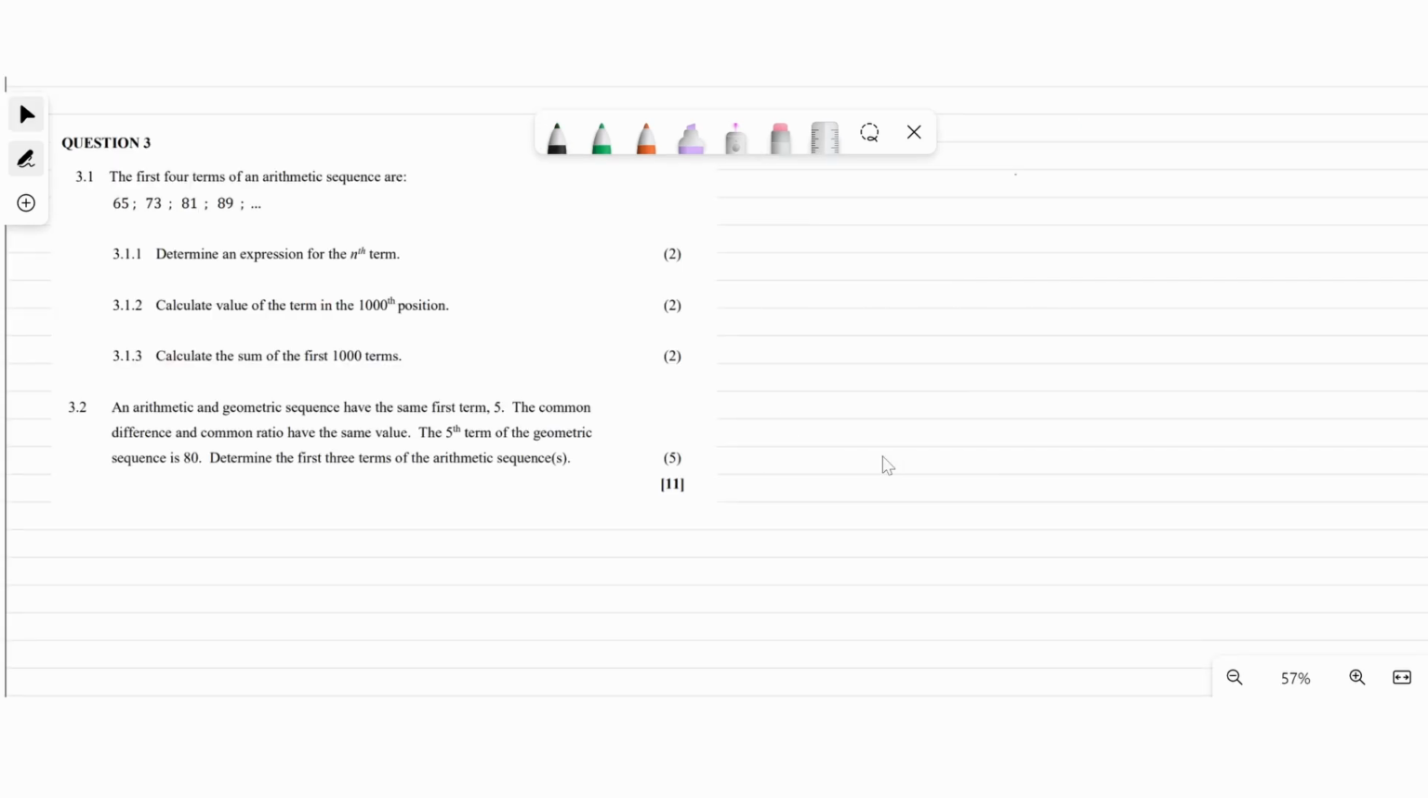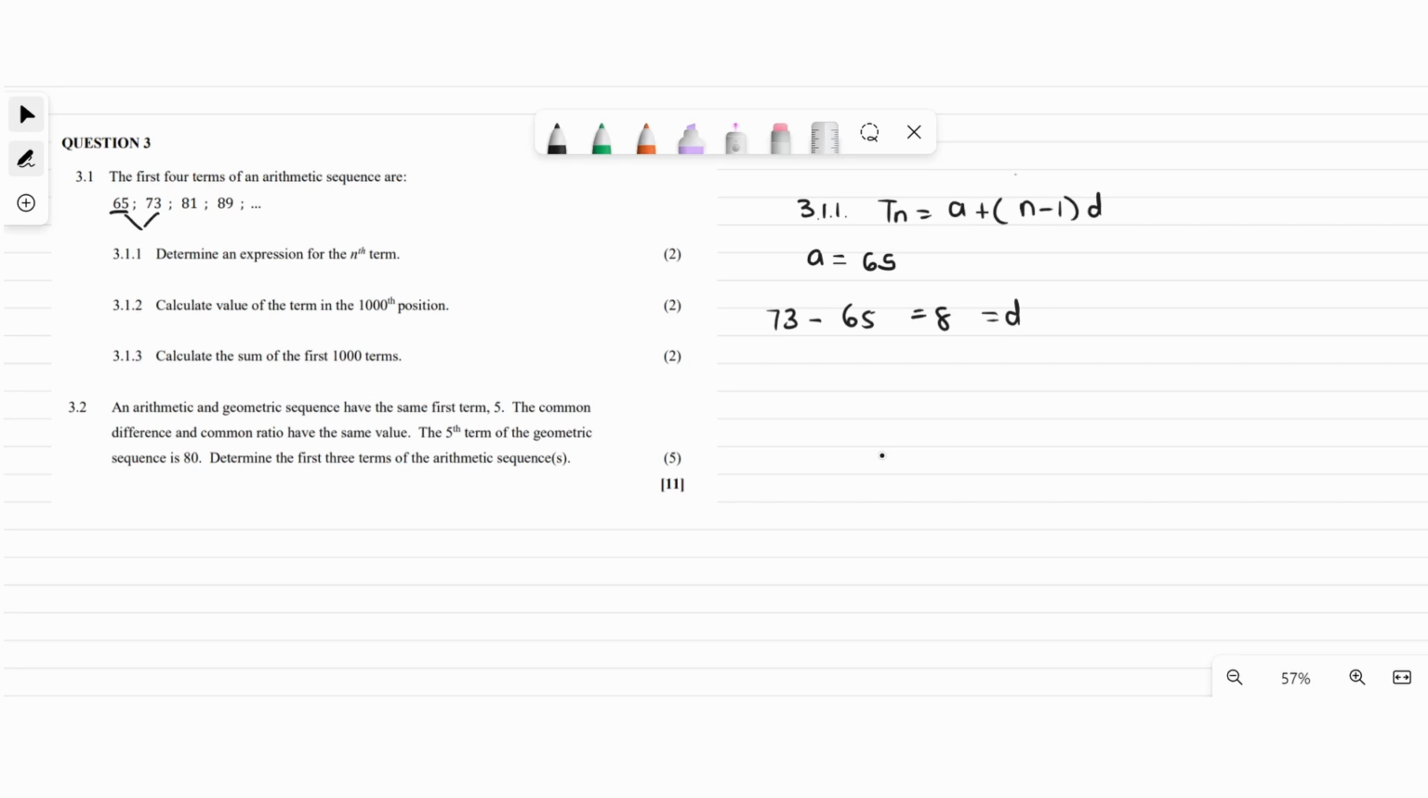So now moving to question 3, they say the first 4 terms of an arithmetic sequence are, they give you, then they say 3.1.1, determine the expression of Tn. So we know the fact that for an arithmetic sequence Tn is equal to A plus open bracket n minus 1 multiplied by D, right? So we need to find A, which in our case is the first term, which is 65. Then we need to find D. So D is going to be 73 minus 65, right? So 73 minus 65 is going to give me 8. So therefore that's equal to D, right?